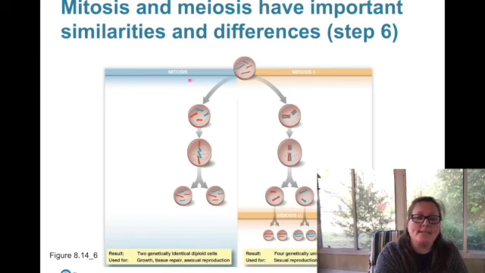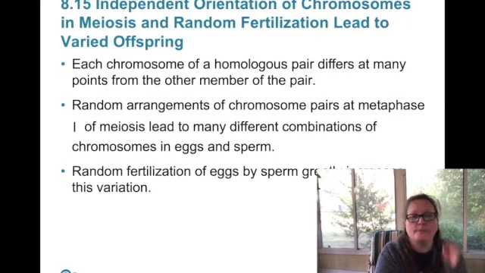Okay. Mitosis: 2 genetically identical diploid cells. Result for meiosis: 4 genetically unique haploid cells. Mitosis is used for growth, tissue repair, and asexual reproduction. Meiosis is used for sexual reproduction. This one slide, I think, might answer like half of one of your labs right there, just so you know.